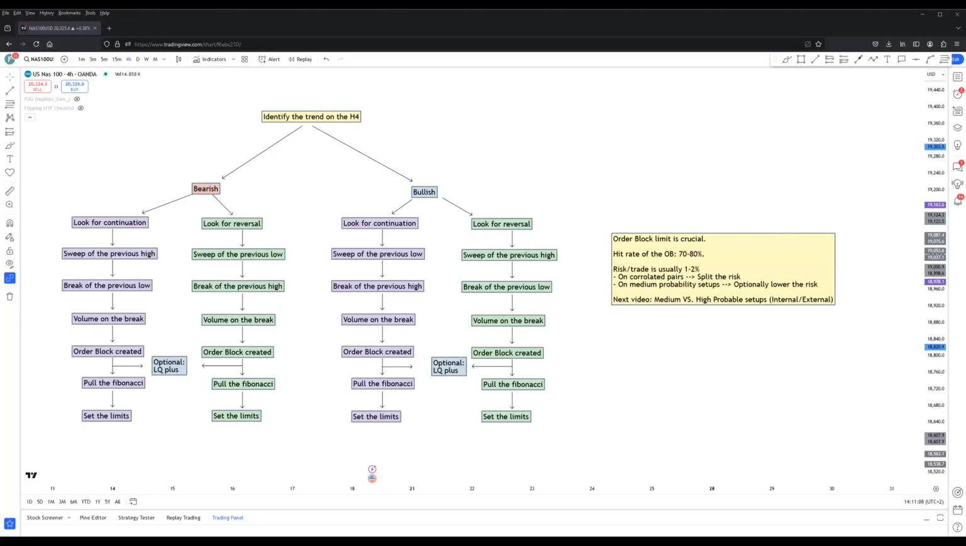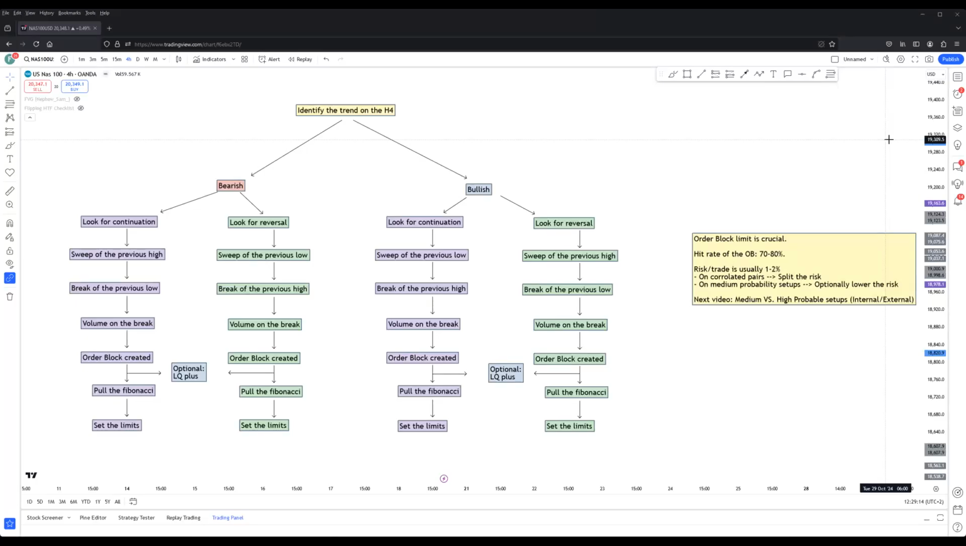In today's video, I'm going to walk you through a 4-hour strategy, and by the end of this video, you will have a complete trading plan that you can start using today. Whether you're a beginner or an experienced trader, this strategy will give you the edge you need to make smarter and more consistent trades. So stick around, take notes, and let's just begin.